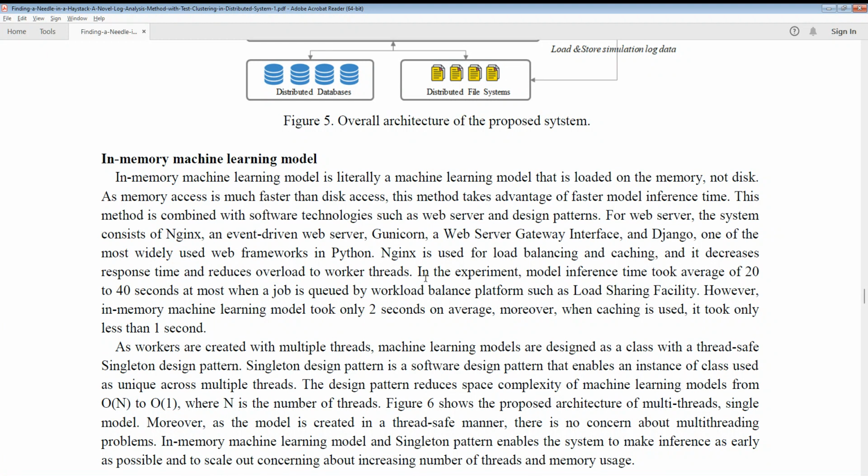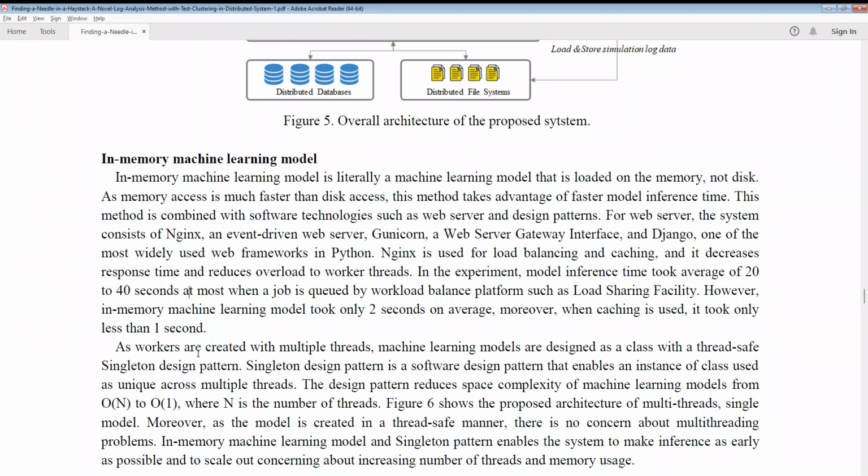In the experiment, model inference time took an average of 20 to 40 seconds, mostly when a job is queued by workload balanced platforms such as a load sharing facility. However, the in-memory machine learning model took only 2 seconds on average. Moreover, when caching is used, it took less than 1 second.